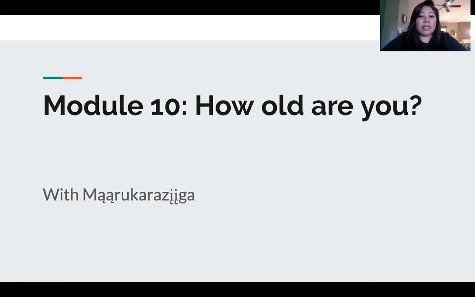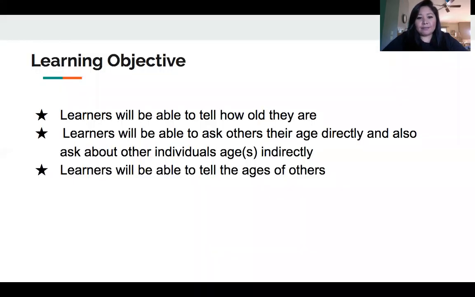This week we're going to go over Module 10, which is How Old Are You? With Madukita Zen. All right, so in this video, you're going to be able to tell me how old you are. You're going to be able to ask me how old I am. You're also going to be able to ask how old him, her, it is. And then you'll also be able to tell the ages of others, okay?